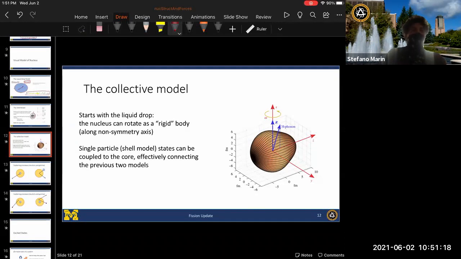If you want to approach this, you would want to think about both of the earlier ones, liquid drop and shell, and combine them together. And then, of course, read the literature from people who have done work on this.